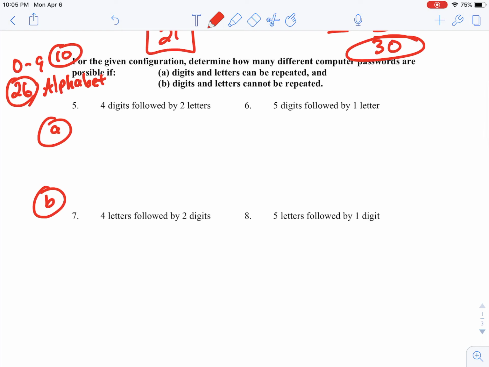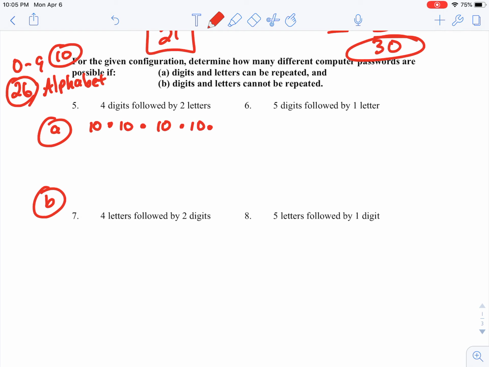Digits, the first number you pick, you have 10 choices to choose from because there's 10 numbers. The second one is a digit, so you have 10 digits to choose from. The third one, there's 10 digits to choose from. And the fourth one, there's 10 digits to choose from. Because you pick your favorite number each time, there's always 10 numbers to choose from.